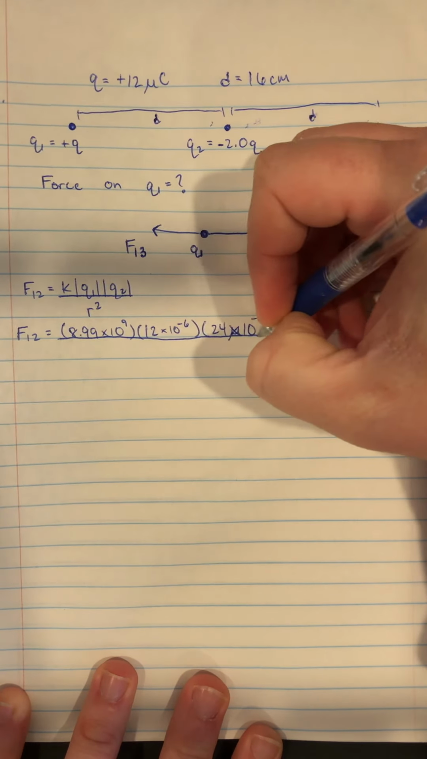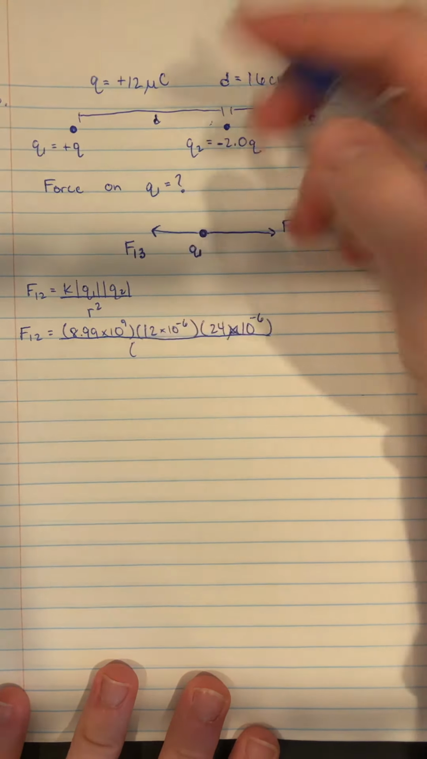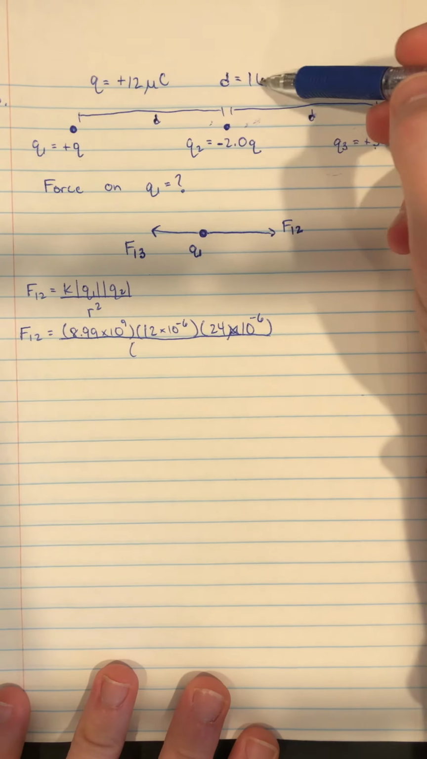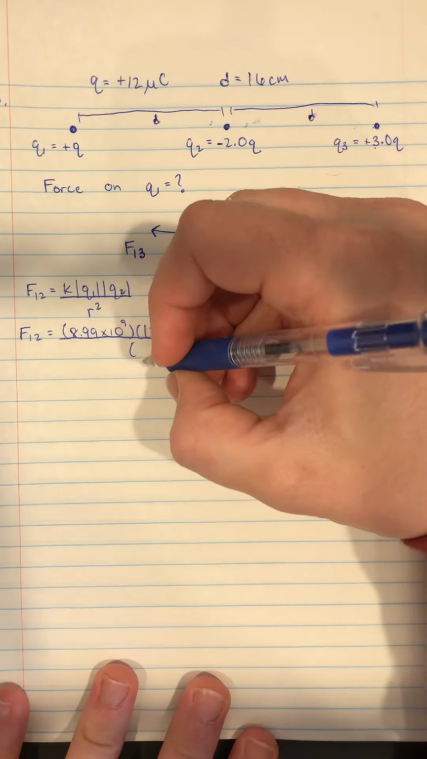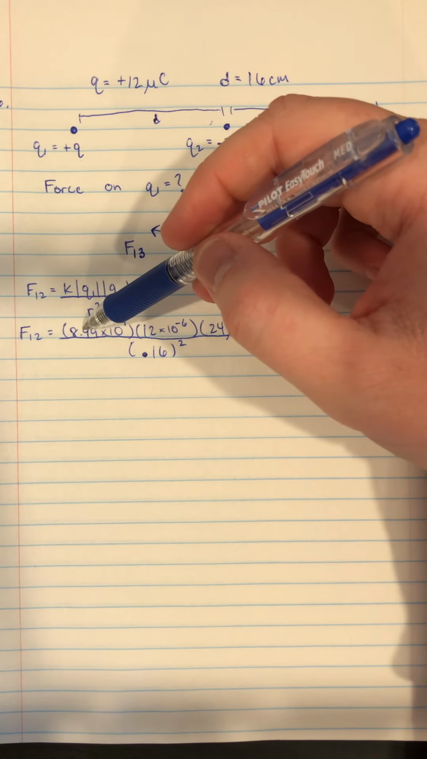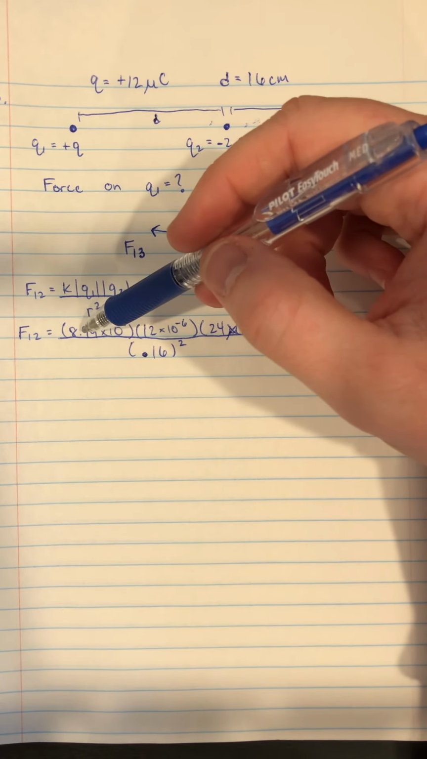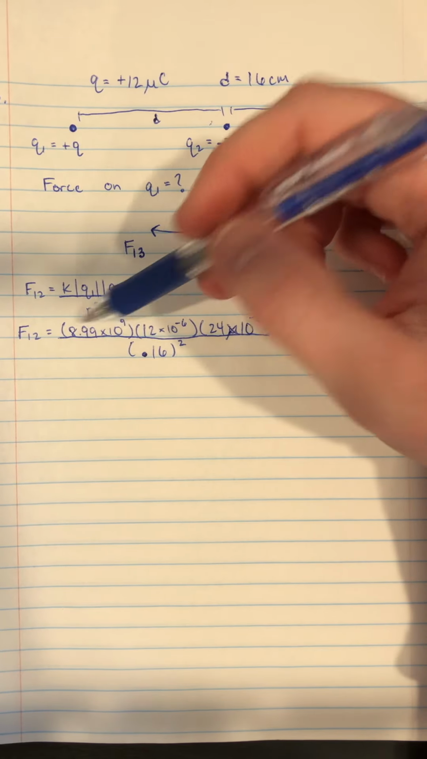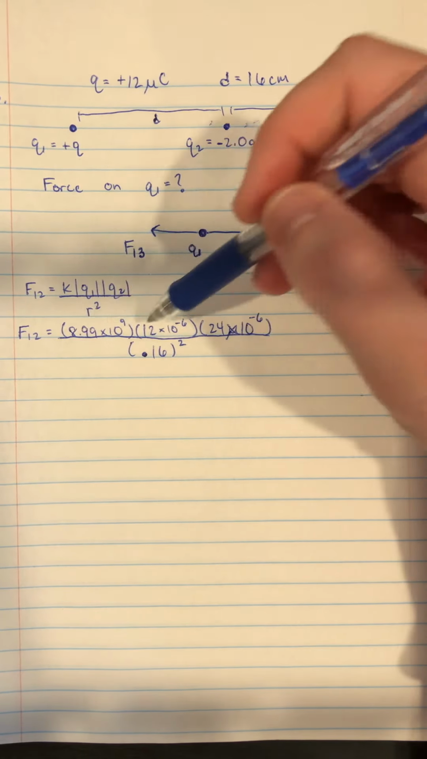Divided by D, which is 16 centimeters, which we don't want in centimeters, we want in meters, so 0.16 squared. We turn that into meters. Then we do our math. So depending on which way you want to do it, I'm going to do it the long way if you don't have a nice calculator first. 8.99 times 12 times 24.